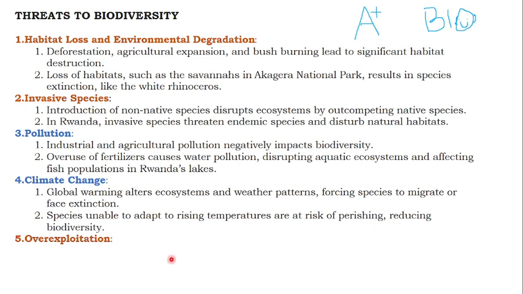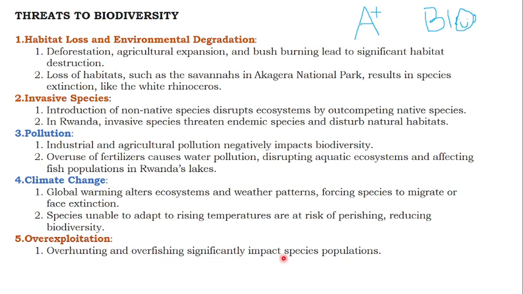There is also what we call overexploitation, which is overusing natural resources like forests. Once you cut down all of the forest, you are destroying the habitat, and the species will lack a place to live. Overhunting and overfishing significantly impact species populations. When you hunt more, when you take all the fishes in the water bodies, you cause the loss of species.